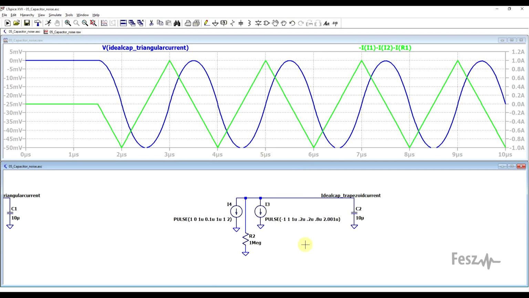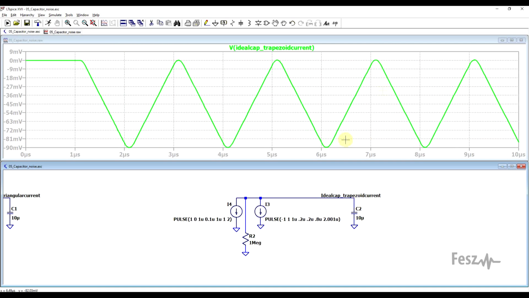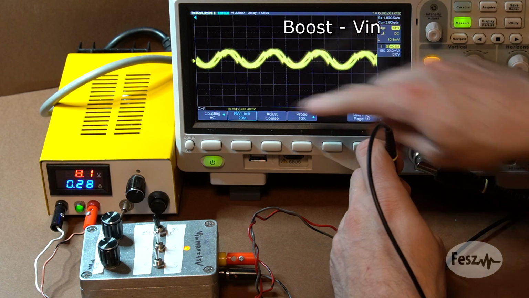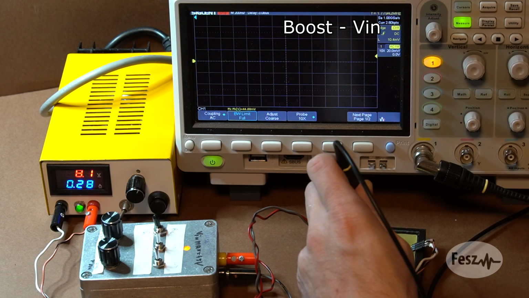Now, things will get a bit more complex when we turn to our trapezoid current. So with the second setup, this is the current that I'm applying, and if we look at the voltage present on the capacitor, it looks more or less like a triangle wave. So this is not a perfect triangle, but it's not a sine wave either. So already we can safely say that the voltage noise on the output of a boost converter, where we have a trapezoid current, will be richer in harmonics than the capacitor present on the input, where we have a triangular current. In reality, you will not really see these exact specific shapes, but something a bit more complex.